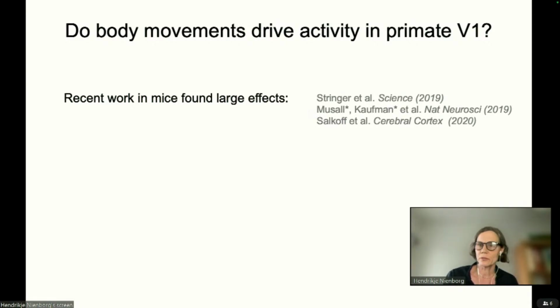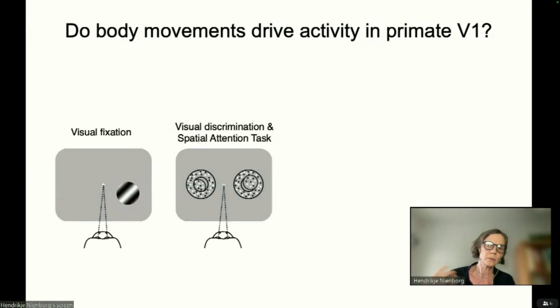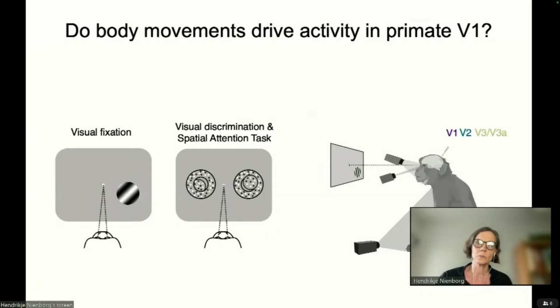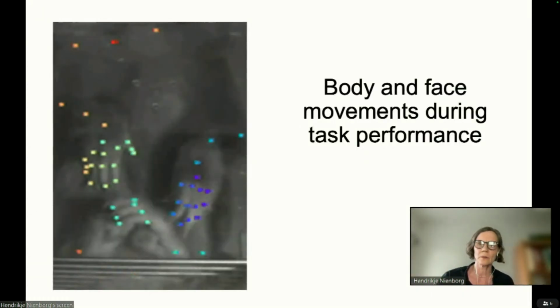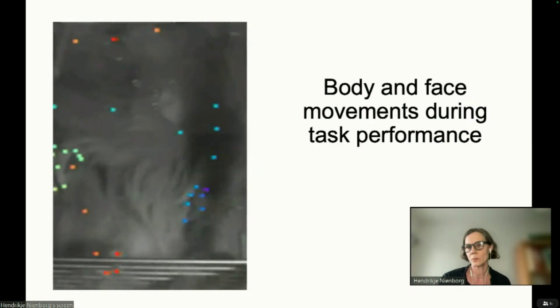And so we were interested in addressing this question in a primate model, and the model we use is the macaque monkey. We used two types of visual tasks. One was a visual fixation task, and the other was a combined discrimination and spatial attention task. We had macaques seated in primate chairs, and we were recording from the primary visual cortex and also V2, V3. We had two cameras that monitored the monkey's body movement, one pointed at the trunk, the other pointed at the face. Even though the monkeys are seated in a primate chair, they do move, so we had movements to work with.